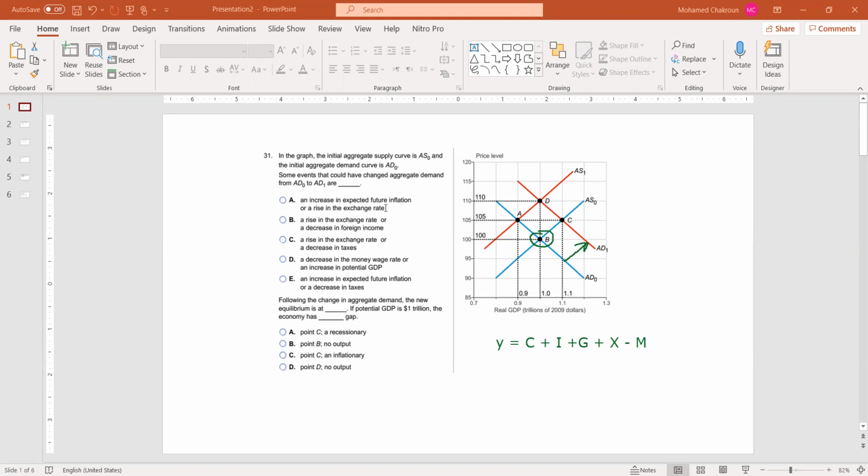Option E, an increase in expected future inflation, which is correct, and a decrease in taxation. And here is the right answer. So when taxation decreases, people increase their consumption expenditure, and so aggregate demand increases. So the right option is E.